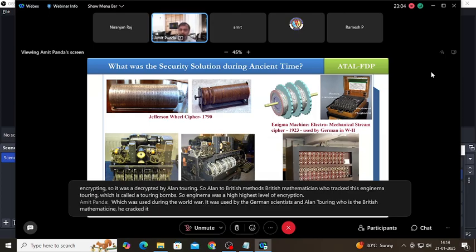That's why there is the Turing Award, which is a very popular award in the world for mathematics people. So it is Alan Turing.